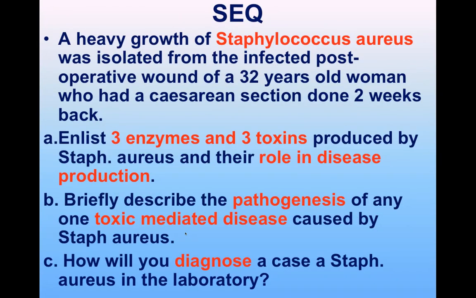Now, this is a question which you generally see in the exams. An SEQ is giving the scenario of a person who has a post wound infection, and you are asked to enlist 3 enzymes and 3 toxins which are produced by Staph aureus and their role in disease production. At the same time, the examiner wants you to give the pathogenesis and any one of the toxin mediated diseases caused by Staph aureus, and how you can diagnose such a case in the laboratory.